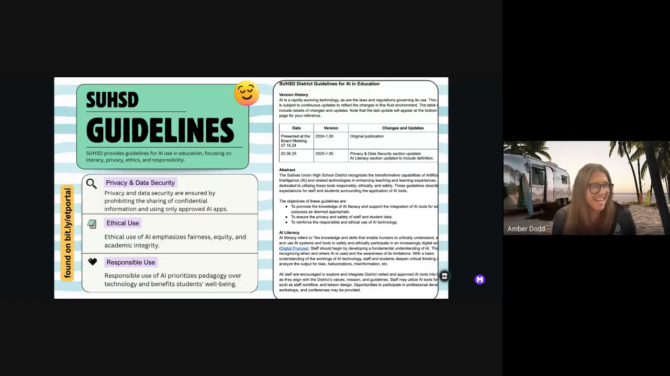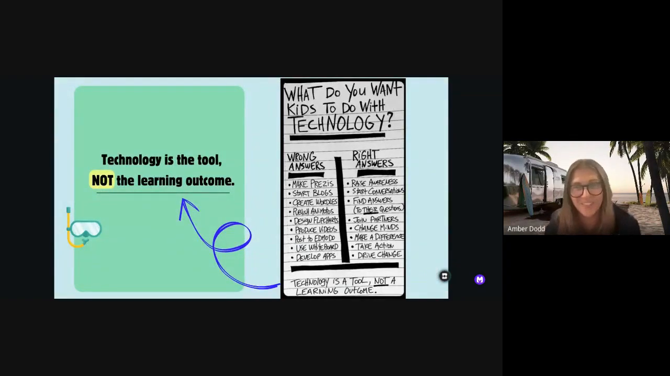If you've been to the sessions, you probably have seen this next slide a billion times. And I don't care if you're sick of it because I'm going to keep harping on this: technology is the tool and not the learning outcome. Whether we're talking about AI or technology in general, we want a clear reason and purpose behind why we use these tools, not just because it's a cool, shiny, flashy thing, including AI.